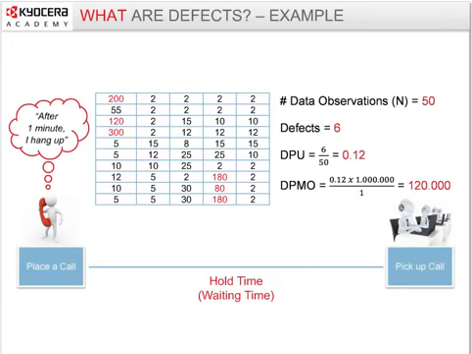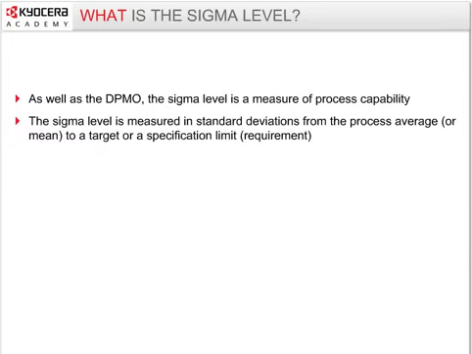Now we come to the point where we want to clarify and understand why Six Sigma is actually called Six Sigma. To achieve this, we need to clarify the term Sigma level. As well as defects per million opportunities, the Sigma level is a measure of process capability. Broadly speaking, process capability tells you how good or poor a process is performing. The Sigma level is measured in standard deviations from the process average, or mean, to a target or a specification limit.